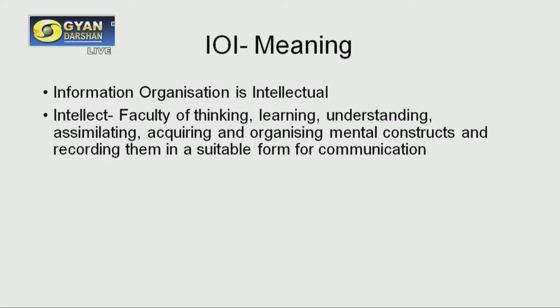So that is what intellectual organization of information is: it is the intellect that is applied to organize knowledge, because knowledge is not a product, information is not a product, it is how we perceive this knowledge or information. Therefore, intellect is defined, as I read it here on your slide, as the faculty of thinking, learning, understanding, assimilating, acquiring, and organizing mental constructs and recording them in a suitable form for communication, because it becomes public knowledge only if you convey it to others, and this should also be organized. So that is why we say that intellectual organization of information is very important.